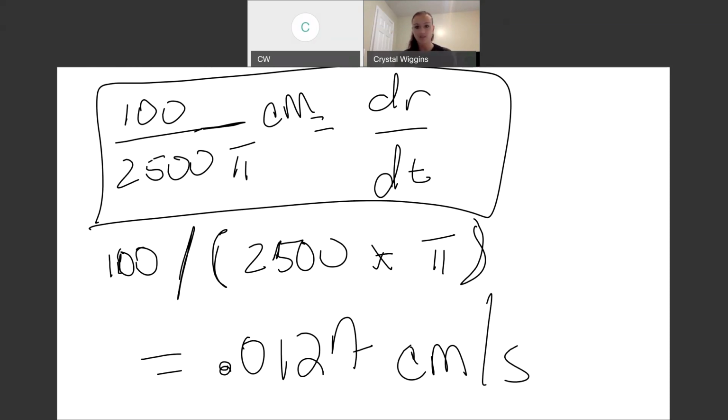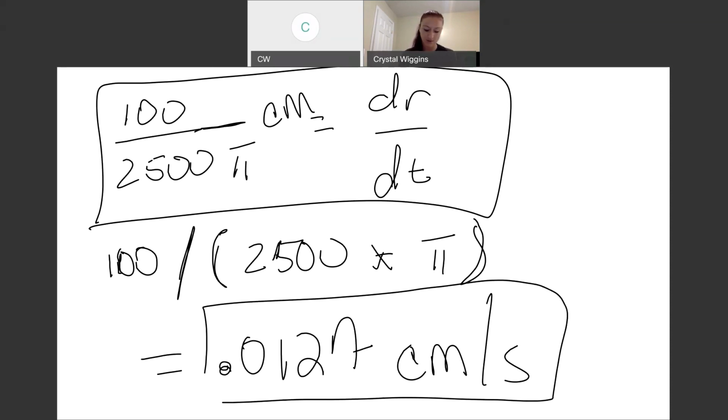The radius is 1D, while volume was 3D, which is why it was centimeters cubed. But this isn't area, this is just the straight line, the radius changing, so that's centimeters per second. So this is the answer to the problem. How fast is the radius changing? dr dt. It's changing at a rate of 0.0127 centimeters per second.